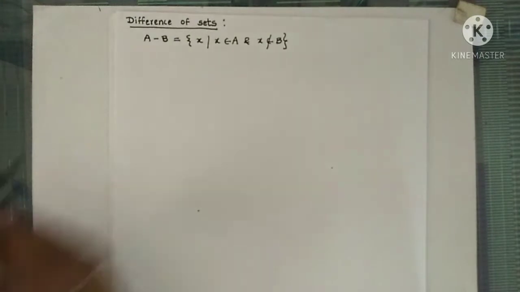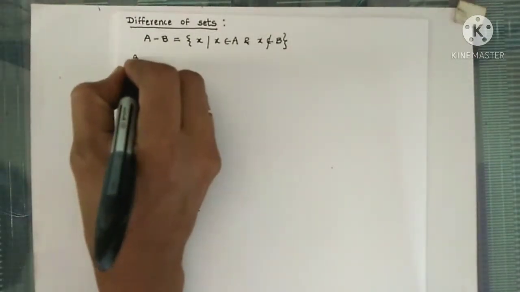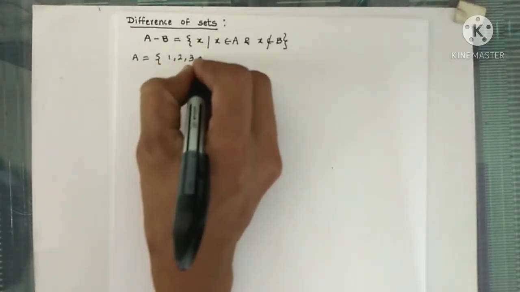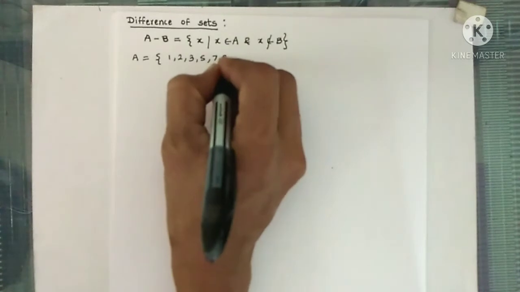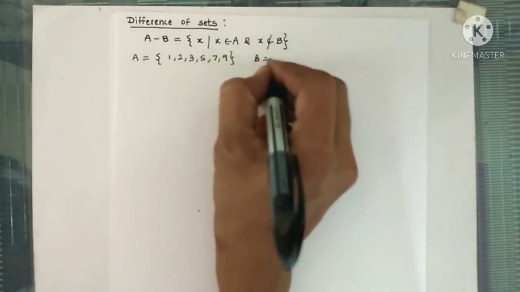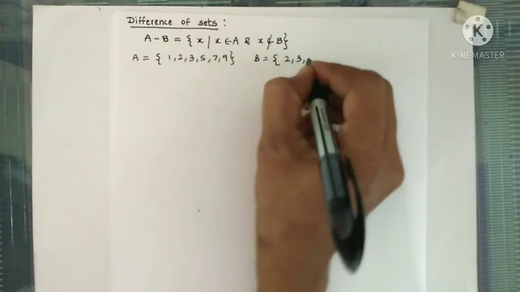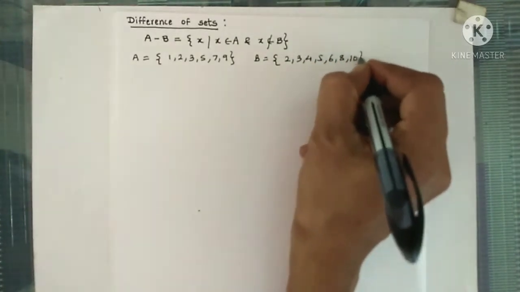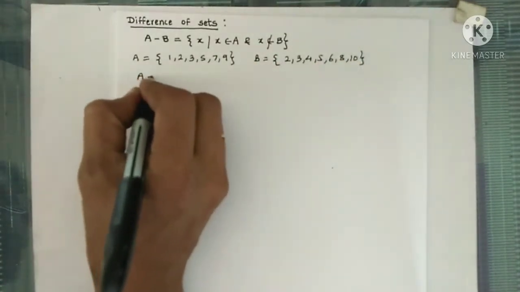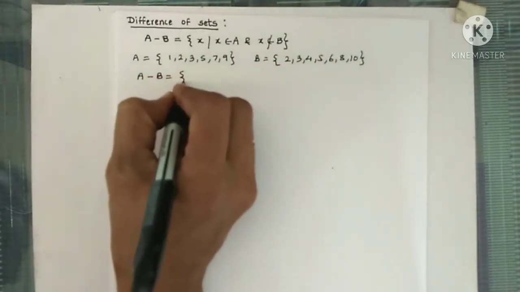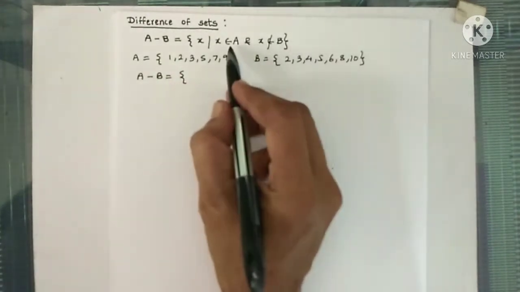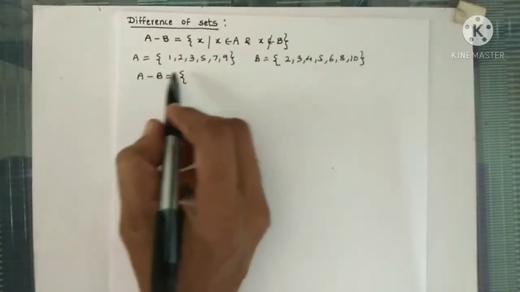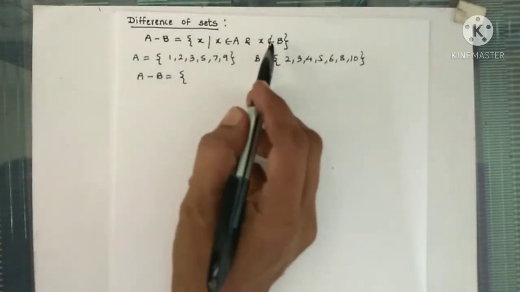So if we consider two sets, for example, A equal to {1, 2, 3, 5, 7, 9} and B equal to {2, 3, 4, 5, 6, 8, 10}. Now let's find out A minus B and B minus A both. See, A minus B is basically a subset of A as we are taking elements of A only. So A minus B are elements of A which are not in B.